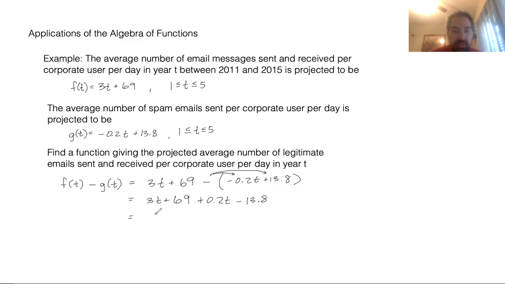And combine like terms. 3t plus 0.2t is 3.2t. And 69 minus 13.8 is 55.2. And this is our new function. This is the function that projects the average number of legitimate emails sent and received per user per day. And I'm going to label this as a new function. Let's call that maybe h of t.